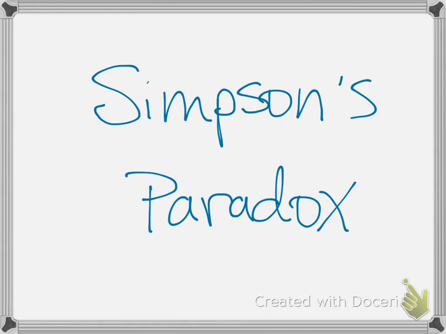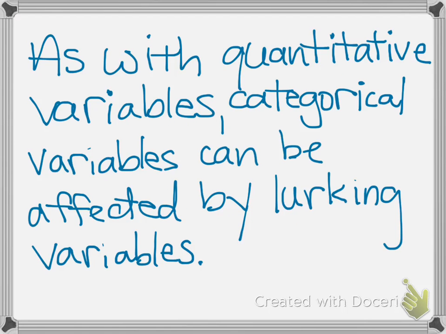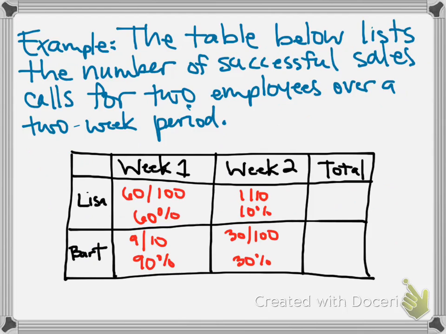And the reason that Simpson's paradox exists is because just as with quantitative variables, categorical variables can also be affected by lurking variables. So if you ever are looking at a two-way table and some of the data seems to be maybe a little skewed, or maybe just doesn't seem to be presenting itself the way you might expect or in a logical fashion, you might be dealing with a situation that involves Simpson's paradox. So let's take a look at an example.